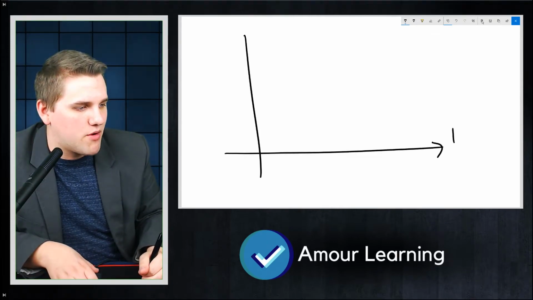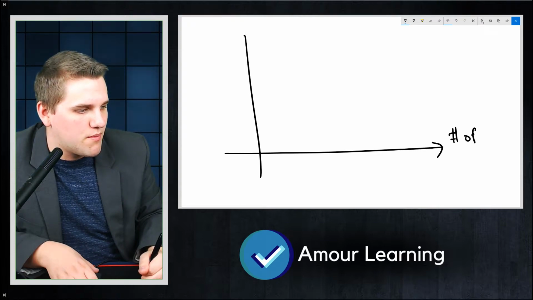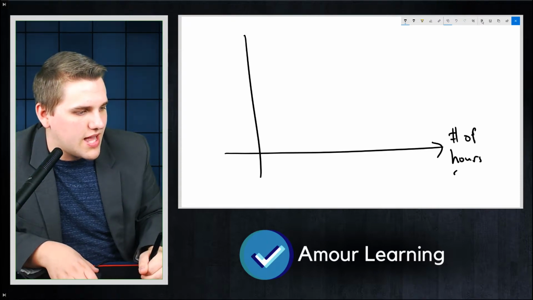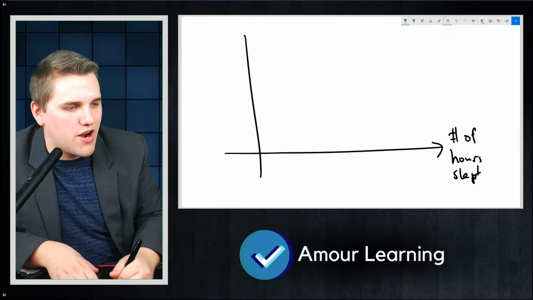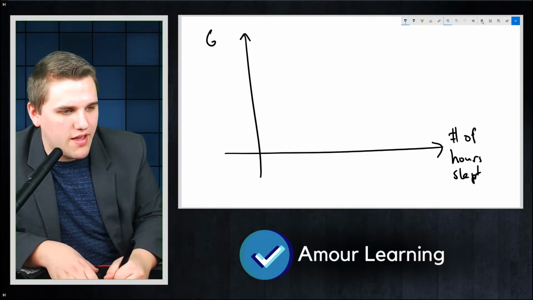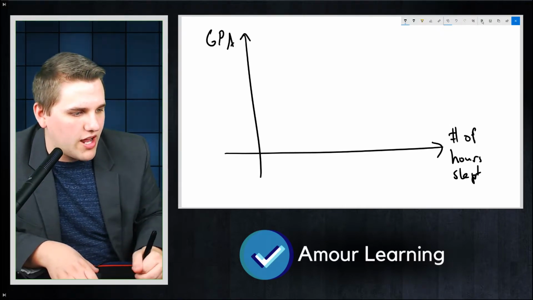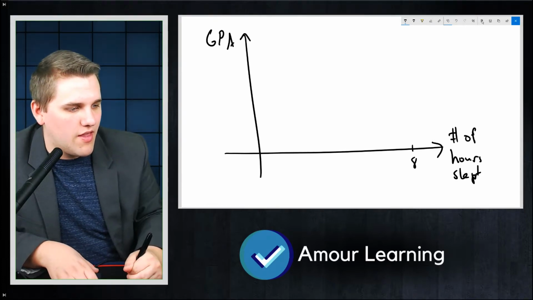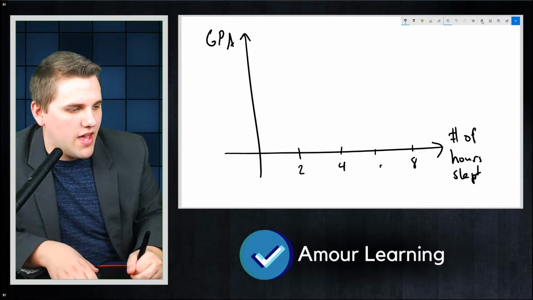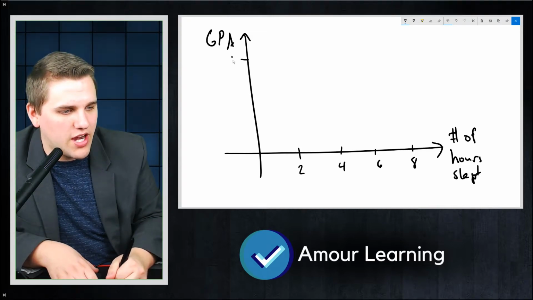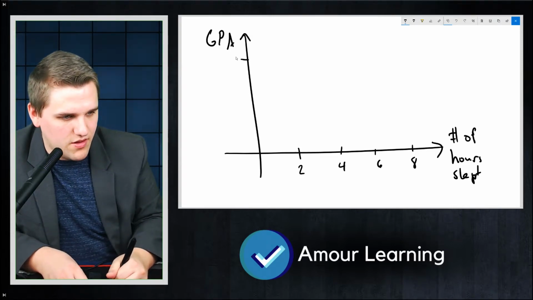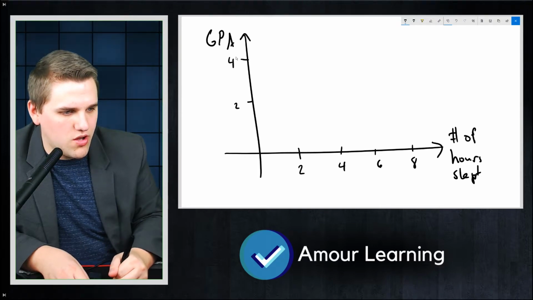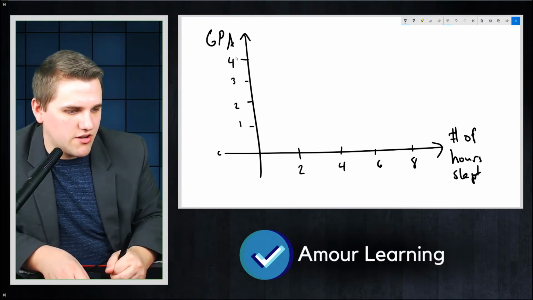So here I'm going to have the number of hours slept, and then the y variable is going to represent your GPA. And once again, we're going to go all the way up to 8. And that'll be 4, 2, and 6. And then the highest GPA you can get is a 4. And then 2, 3, and 1, and technically 0 and 0.